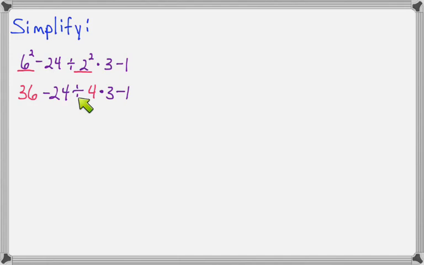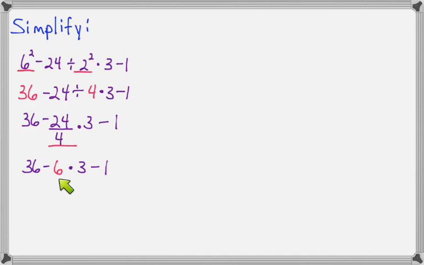Now I see a division symbol here. Let's change our division into fraction form. So now it's up to you. Do you want to simplify 24 over 4? Or do you want to multiply 24 times 3 and then divide by 4? Totally doesn't matter. I think I would like to do the simplifying first because that keeps the numbers smaller. So 24 divided by 4 will make 6. Then 6 times 3 will make 18.